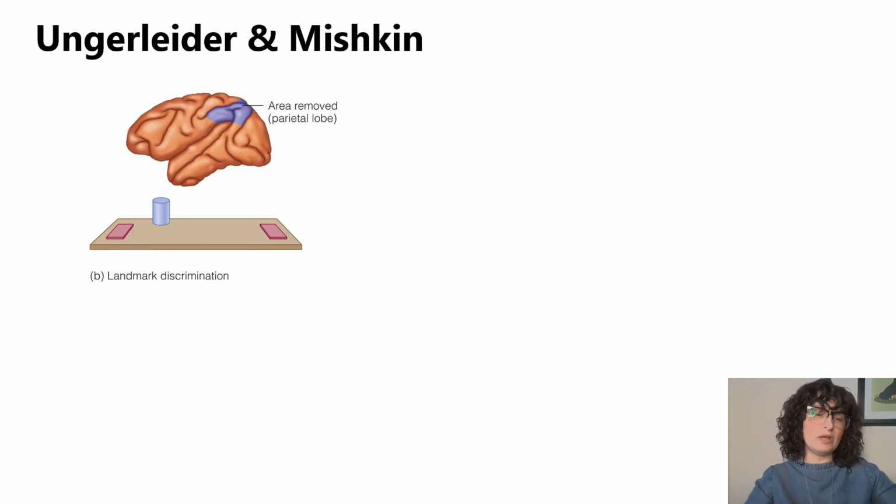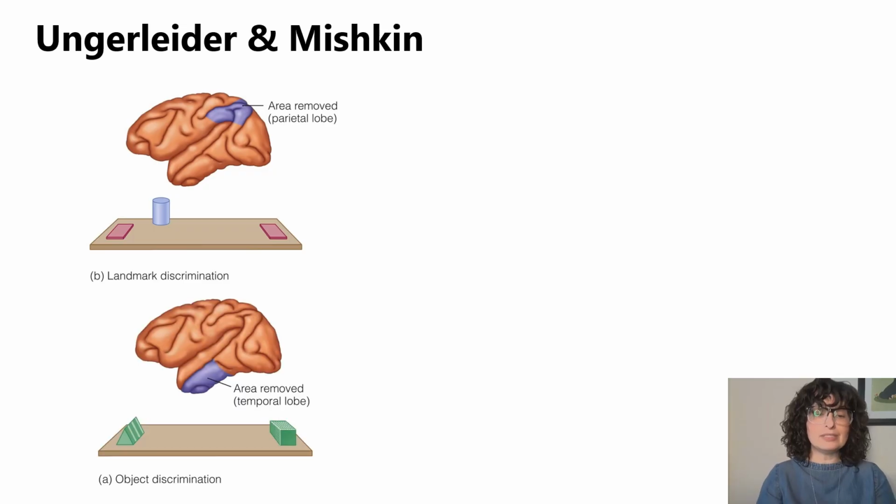It would be in the well that was closest to this landmark, this cylinder. So to be able to effectively do the landmark task, monkeys needed to be able to keep track of where objects were in space. In comparison, they also had a group of monkeys that had parts of their temporal lobe removed, and the aligned task was called the object discrimination task.